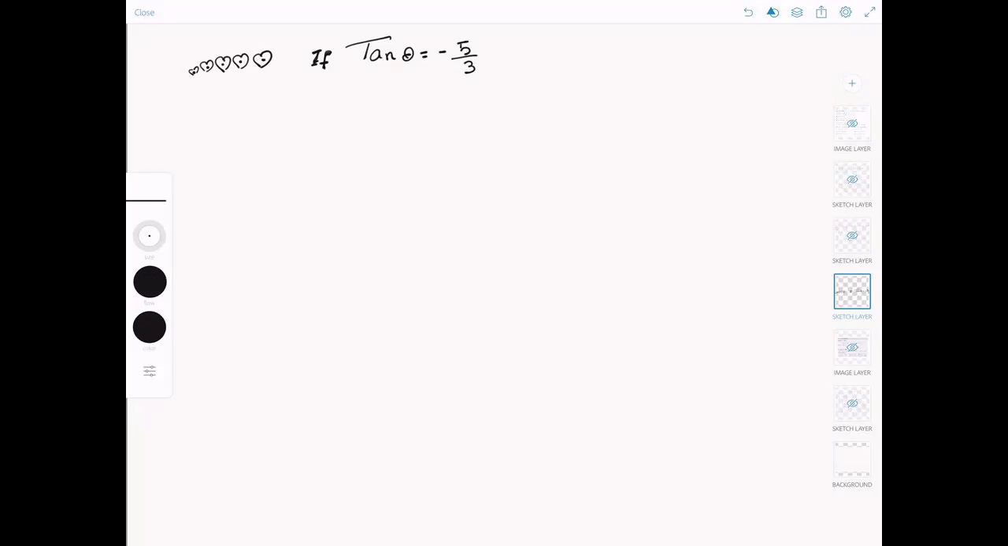If tangent of theta equals -5/3 and theta is in quadrant 2, find secant of theta, sine of theta, and cotangent of negative theta. Good.